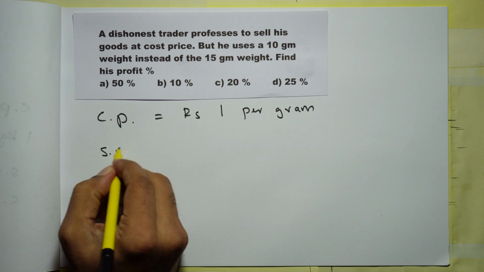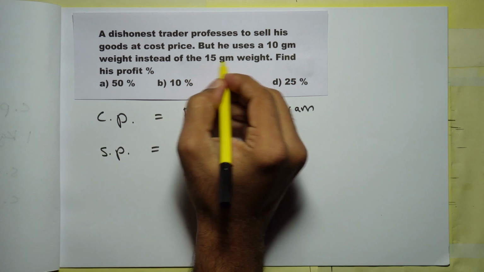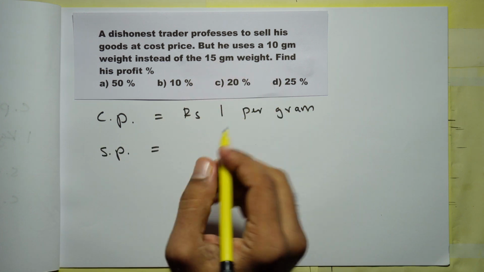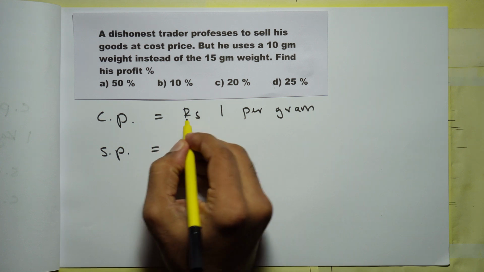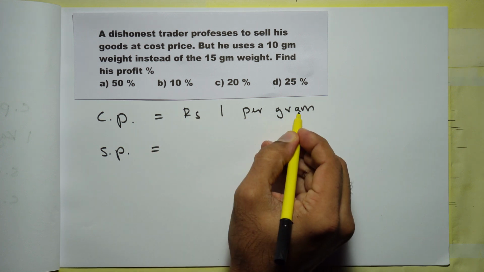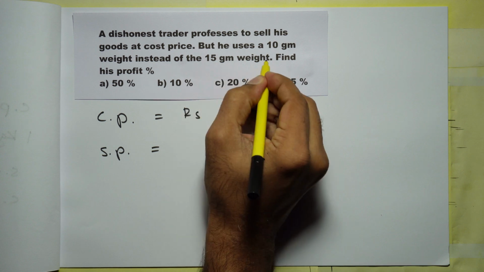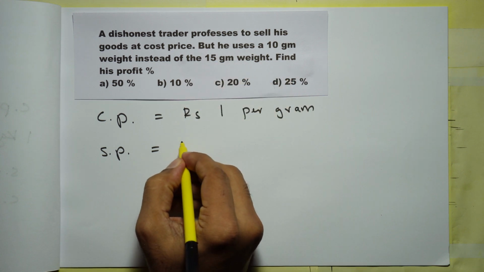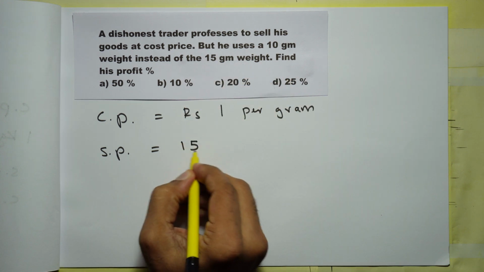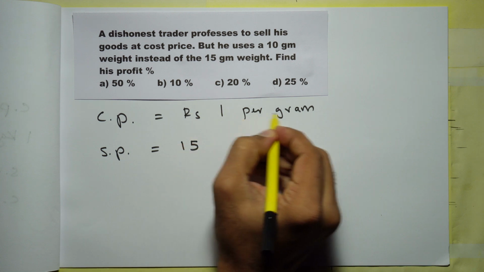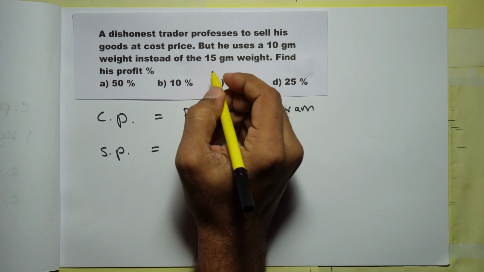Now let us calculate his selling price. He is saying that he'll give 15 grams, and that is at cost price. His cost price is 1 rupee per gram, and like that for 15 grams, so he is actually selling it for rupees 15. That is 1 rupee per gram for 15 grams.